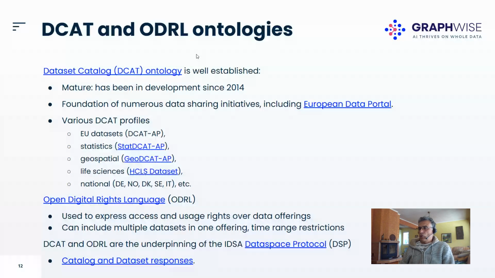The DCAT and ODRL ontologies are fundamental to data spaces. They are the basis of the IDSA data space protocol. And DCAT, at least, also is the foundation of data sharing in Europe in all other contexts. So it is the foundation of the European data portal. There are profiles for statistics, for geospatial data, for healthcare and life sciences, and also national profiles. So within DIGIT, there is a whole unit called SEMIC that works on this and also on the Interoperable Europe Directive, which just underscores how important semantics is for Europe. ODRL is a language to express rights and contracts and conditions over the use of datasets.